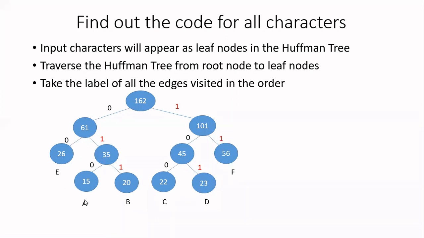Now let us assign the code for A. Start with the root node again. Go to the left edge. It is 0 weight. And go to the right edge from there because A is present in the right subtree of 61. So we have the edge weight as 1. Then from 35 you go to the left, we have the weight as 0. So now we came across three edges with weights 0, 1 and 0. So the code for A will be 0, 1, 0.